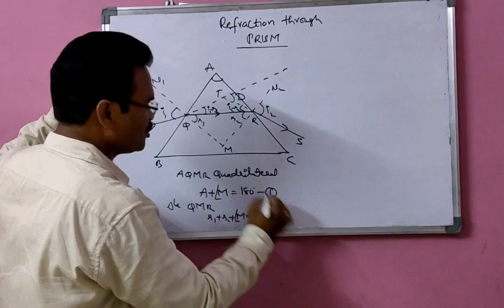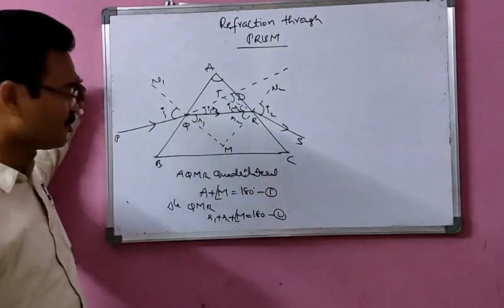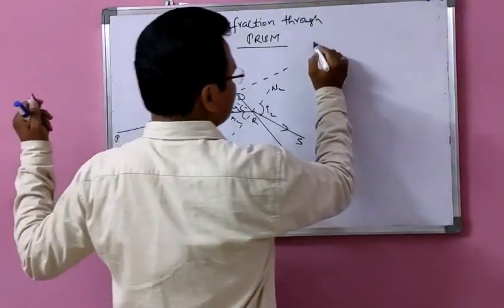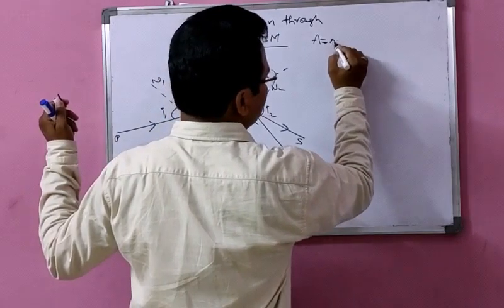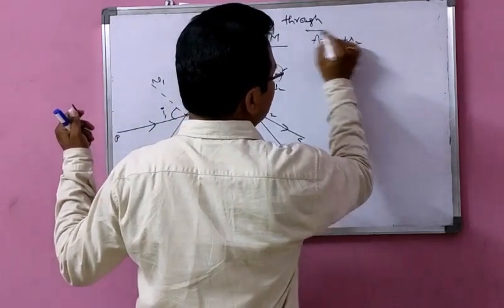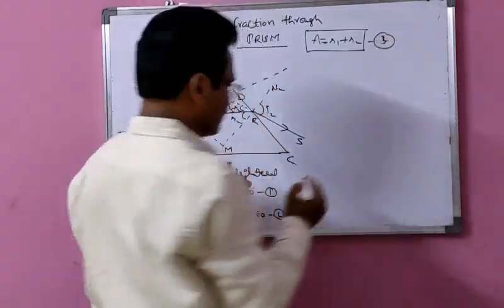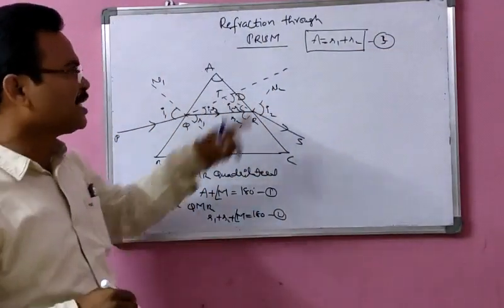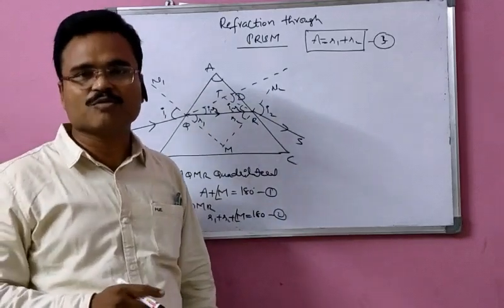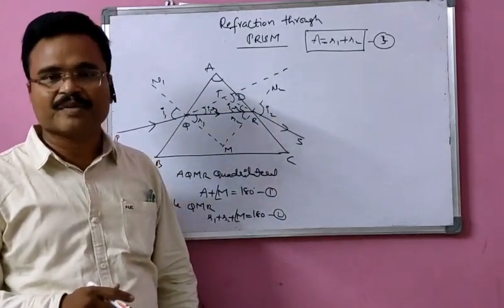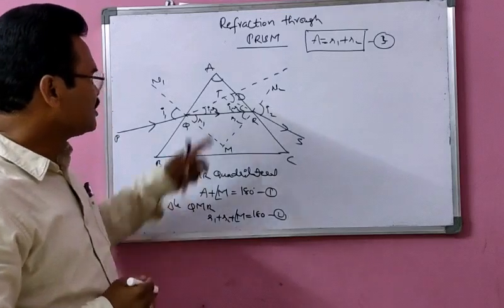If you compare these two equations, what you are going to get is A equal to R1 plus R2. This is equation number 3. That means the angle of the prism equals the sum of the two angles of refraction. Now coming to this one here.